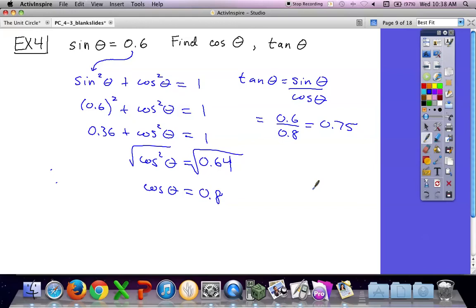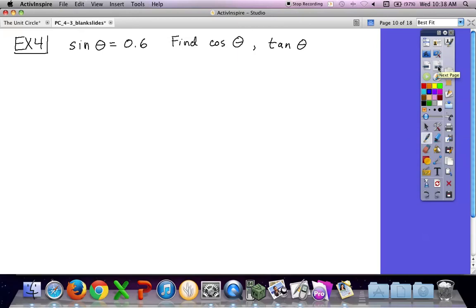Honestly, if I was just given this problem without the directions that said use identities to find cosine and tangent, I would not have done this. This is what I would have done, and actually there are problems in the homework where you'll need to do this. Same problem, a different way to approach it.